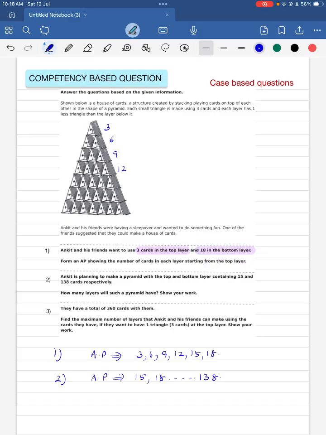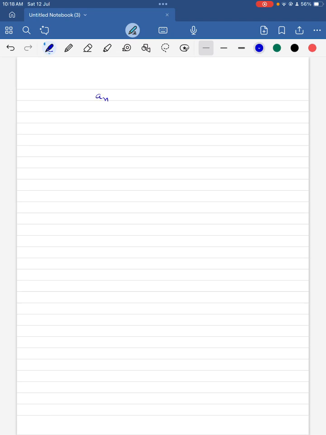Now, how many layers will such a pyramid have? Okay, so we just have to find the value of n now. So, we know that A is 15, D is 18 minus 15 which is 3 and you know that AN is 138. You know that the general formula for the nth term of an AP is AN equal to A plus n minus 1 times D. So, 138 is equal to A we know is 15 here. So 15 plus n minus 1 times 3.